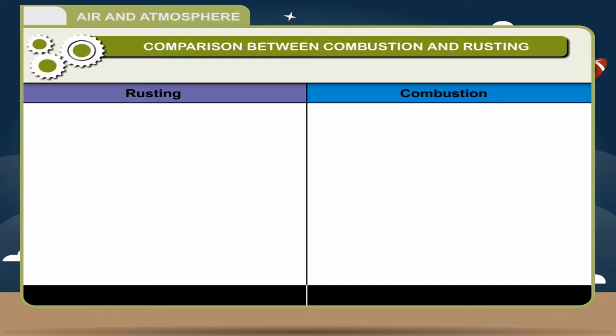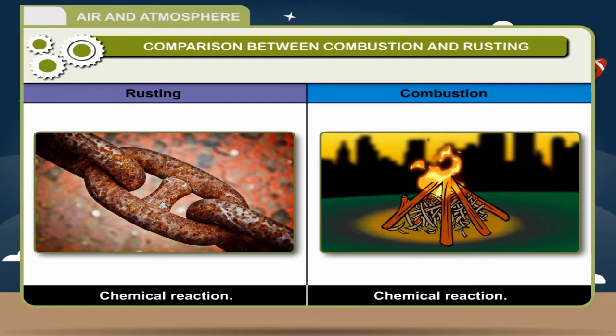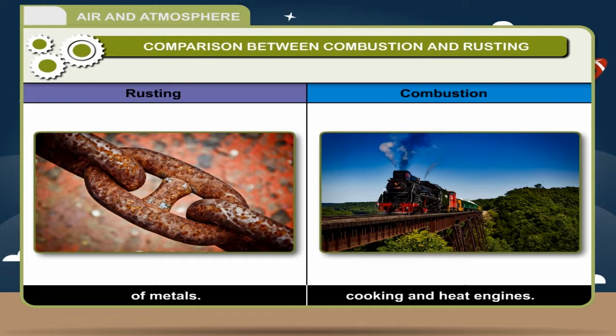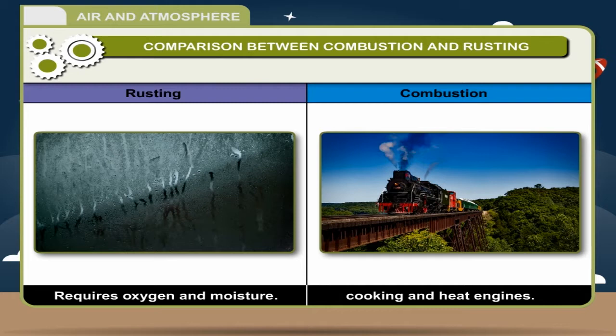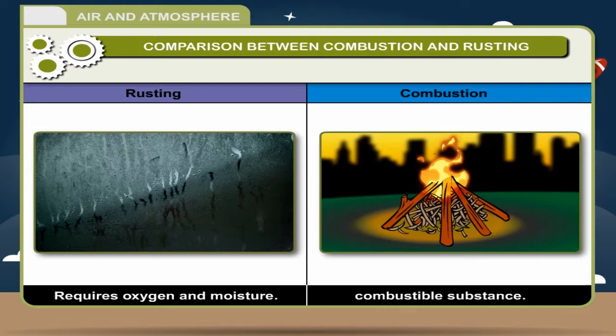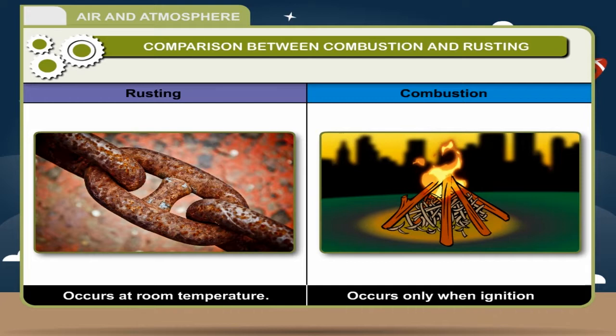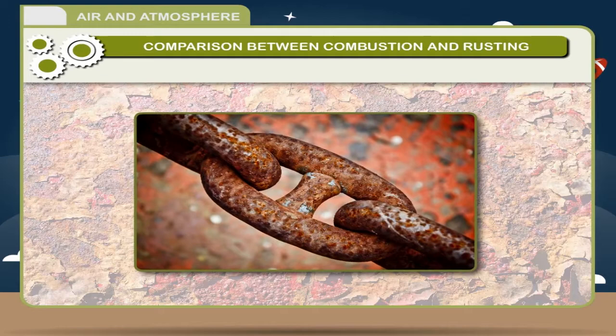Rusting, combustion: chemical reaction, chemical reaction. Slow, fast and spontaneous; releases very little or negligible energy, releases large amount of energy. Unproductive, leads to corrosion of metals; used for productive work as in cooking and heat engines. Requires oxygen and moisture; requires oxygen and combustible substance. Occurs at room temperature; occurs only when ignition temperature is reached, higher than room temperature. Like rusting of iron, many other metals are prone to corrosion, such as copper, silver, and even aluminium.